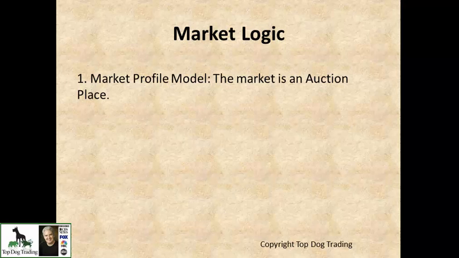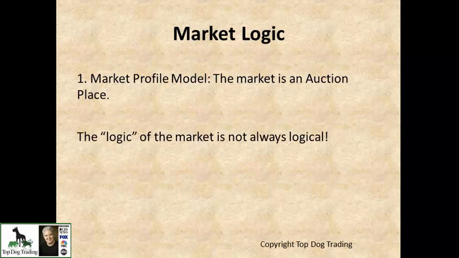I'm referring to the market profile model, where the market is seen as an auction place. In an auction place, you're bidding on memorabilia and so forth, art, whatever it might be, and that item is going to sell for whatever someone's willing to pay for it. That's how the markets work too. We've got this global auction place, essentially. But the logic of the market's not always logical.